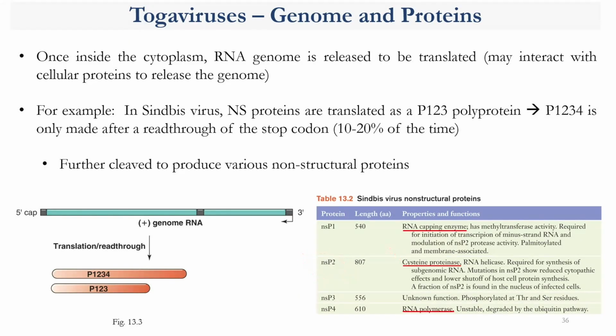Then you have your NSP3. Again, we don't know what the function is, but it does get phosphorylated, so it probably does have some sort of function in the cell. You have your NSP4, which is your RNA polymerase, okay? Eventually, all these proteins or this RNA polymerase will get degraded, but these are your major non-structural proteins.